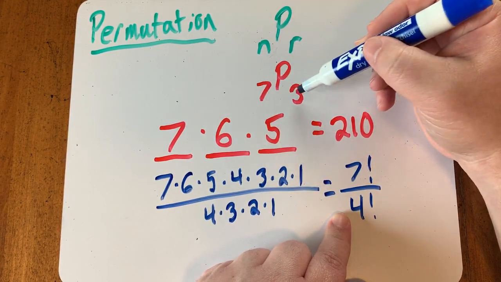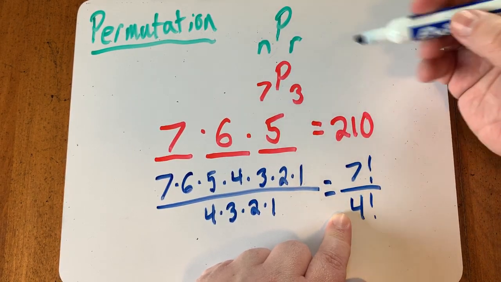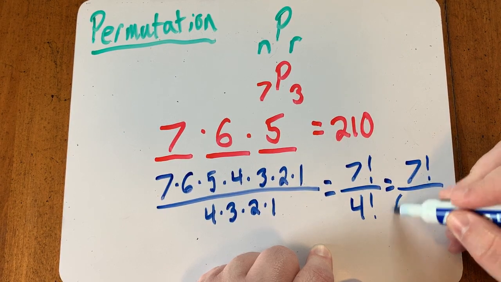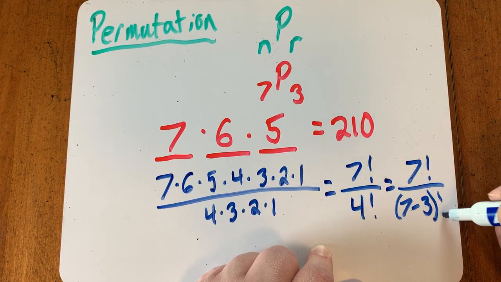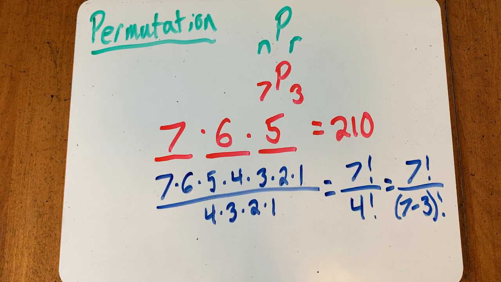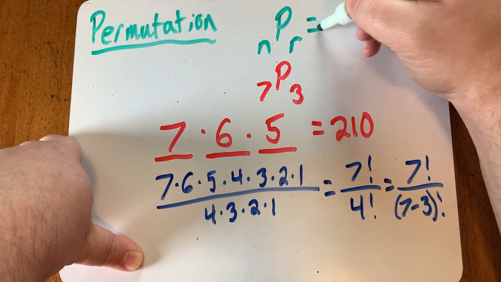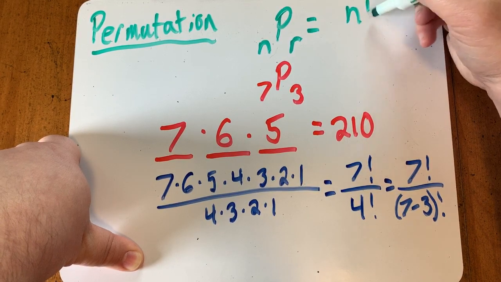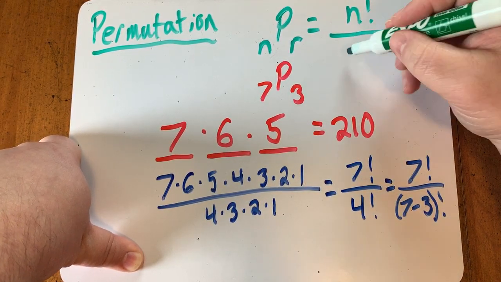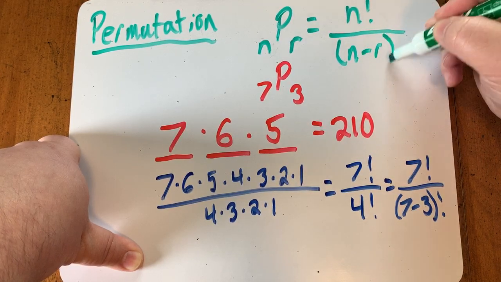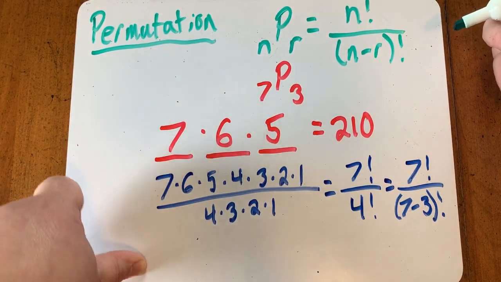And look at this. How can we get 4 from 7 and 3? Oh, that's right. It's (7 minus 3) factorial. This is true anytime you're trying to find an ordered possibility with a permutation. It is the number of objects possible in a factorial over the number of objects minus the number of selected objects in a factorial.